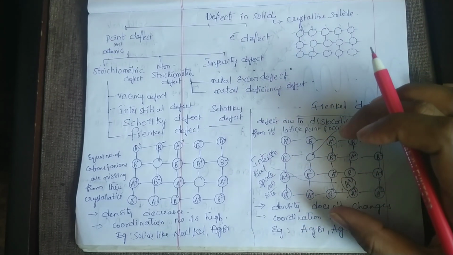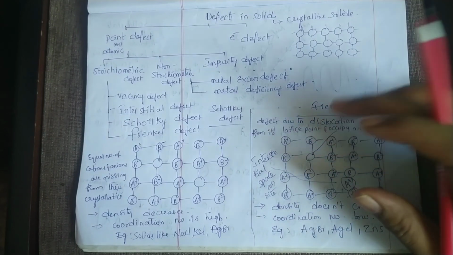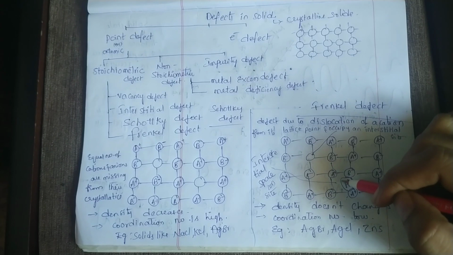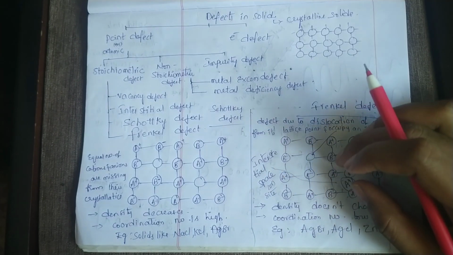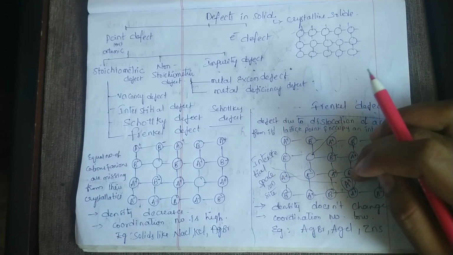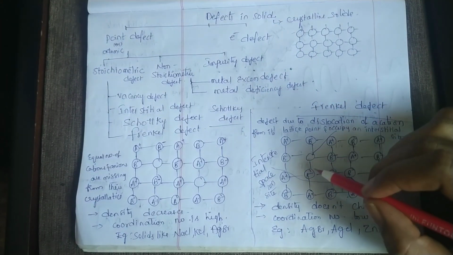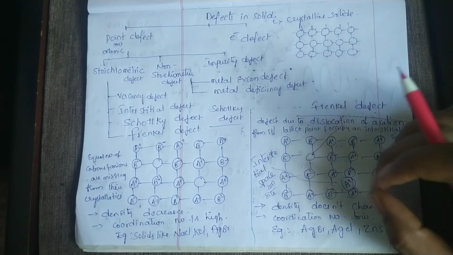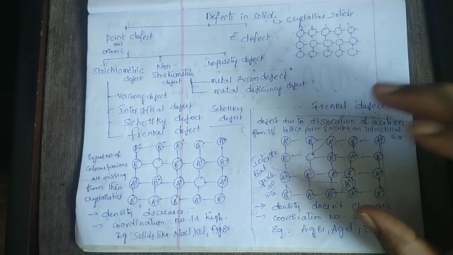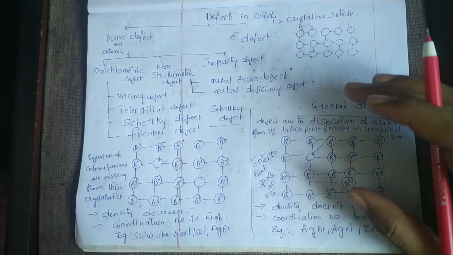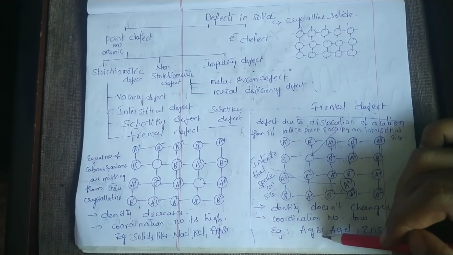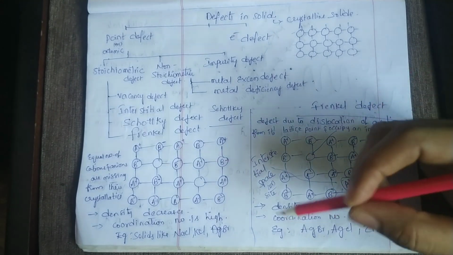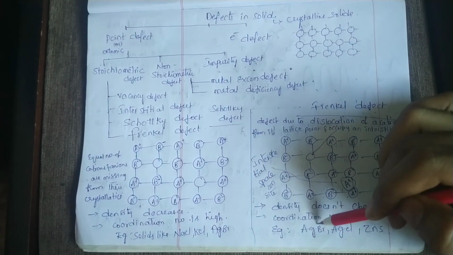In Frenkel defects, anion size is bigger than cation size because the cation is arranged in interstitial space. Cation size is small and anion size is larger. Coordination number is low because cation size is small. Examples for Frenkel defects are solids like AgBr, AgCl, ZnS. But AgBr exhibits two defects.